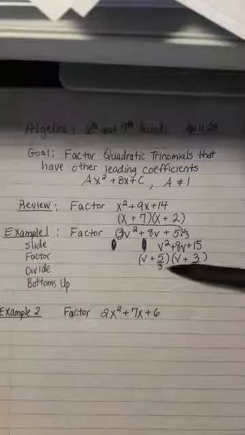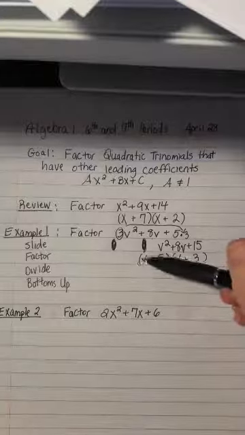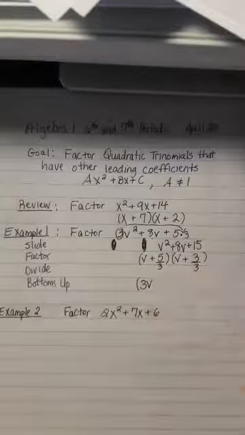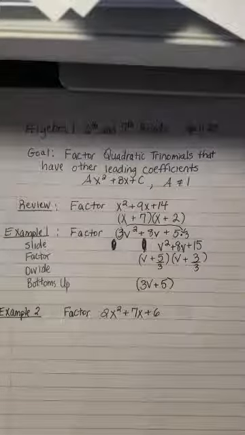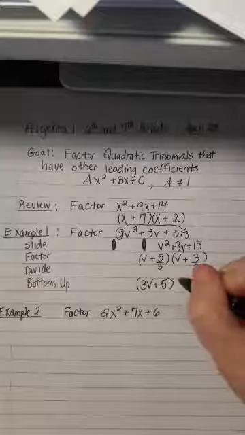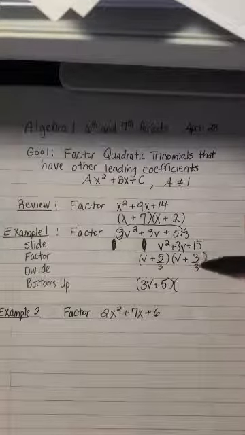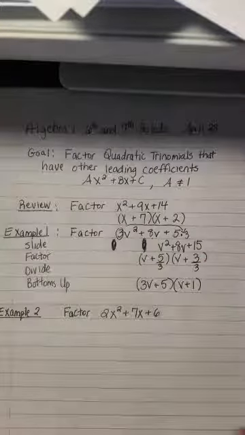Bottoms up means we're going to take the number that's left on the bottom and move it to the front of that parentheses. So that 3 goes in front of the v. And then you're left with the 5. So you get 3v plus 5. And then in your second parentheses, you simplify the 3's, which is 1, and you get v plus 1. And that is your answer.